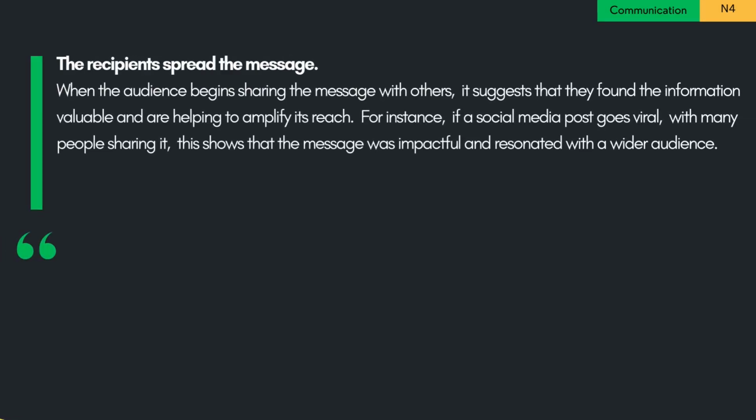6. The recipients spread the message. When the audience begins sharing the message with others, it suggests that they found the information valuable and are helping to amplify its reach. For instance, if a social media post goes viral, with many people sharing it, this shows that the message was impactful and resonated with a wider audience.